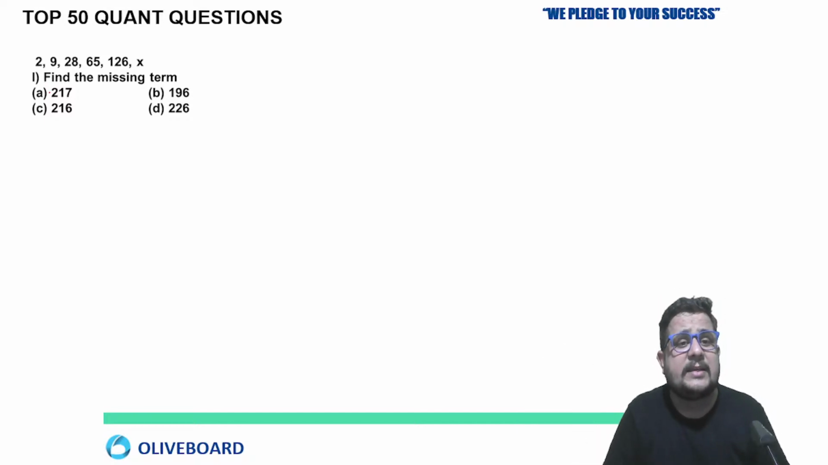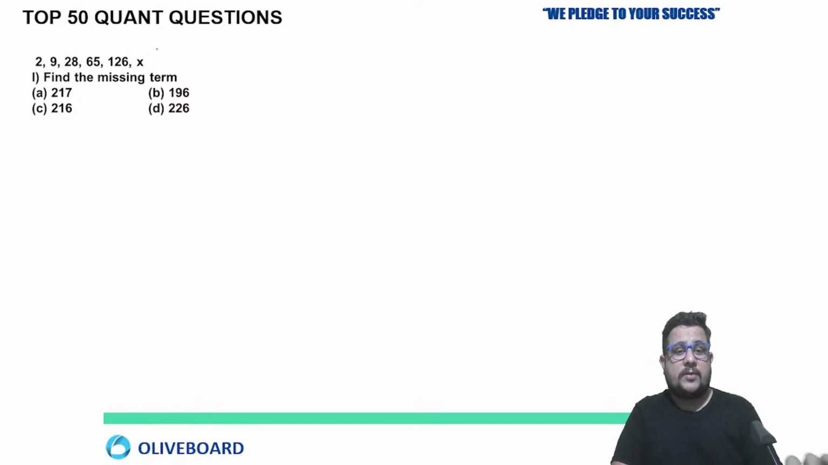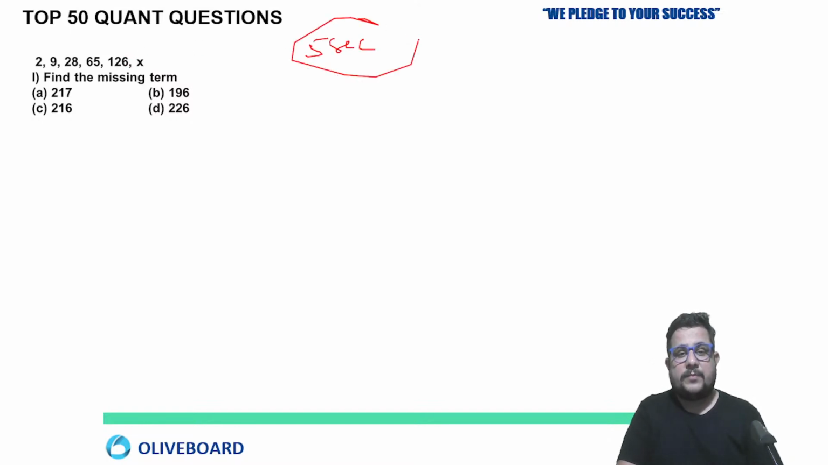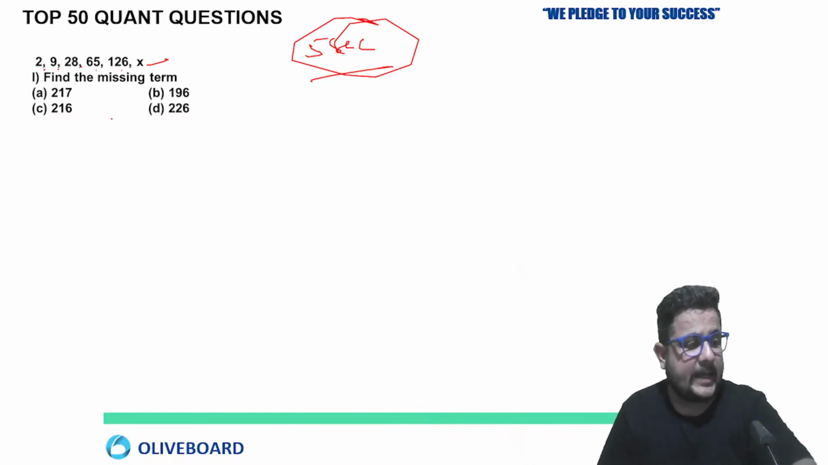Now this one is an easier one. So tell me the answer of this one. This is a 5-second question. You can just see the answer. Tell me the answer of this one now. 2, 9, 28, 65, 126, question mark. Everyone. Priya, Sahil, Varun, Bhaswati, everyone.